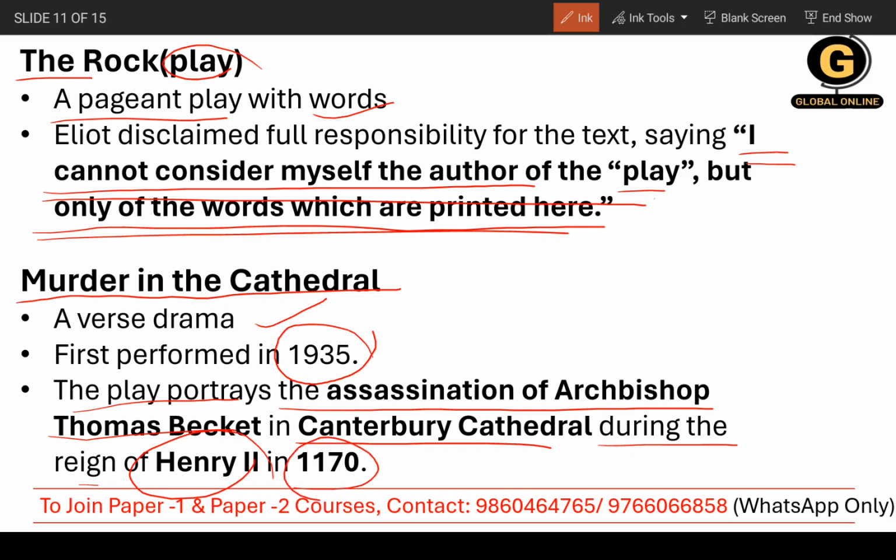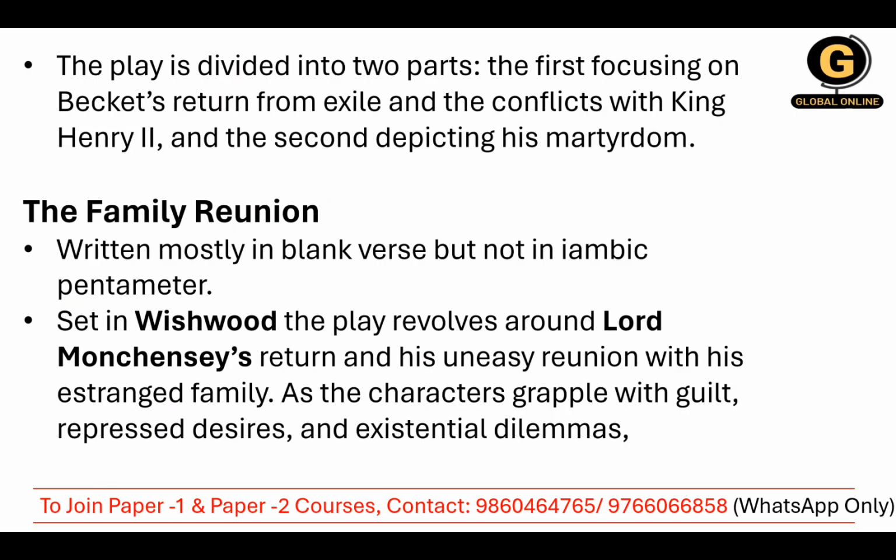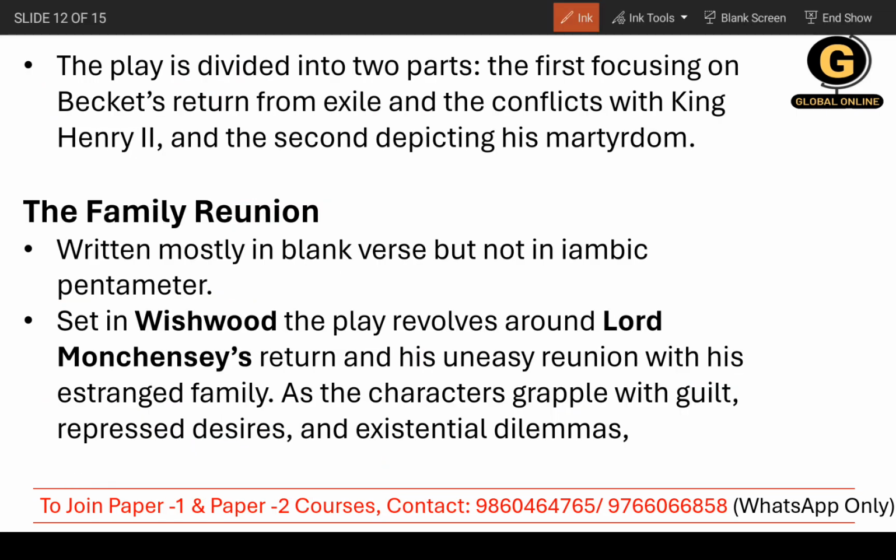When we were talking about Chaucer's Canterbury Tales, people are going to Thomas Becket's, right? So here you need to understand that it actually portrays the assassination of Archbishop Thomas Becket in Canterbury Cathedral during the reign of Henry II in 1170. Okay, do remember that. And it is also important to know that it has 2 parts.